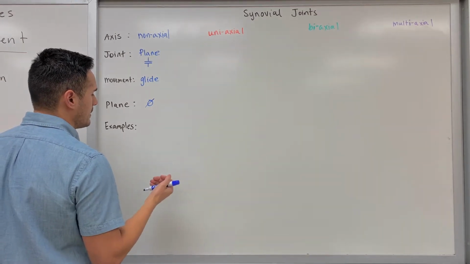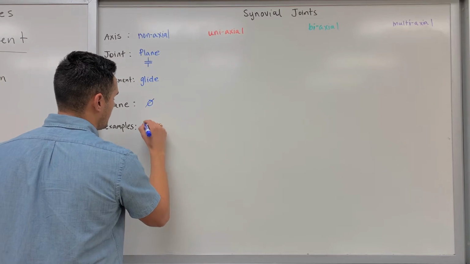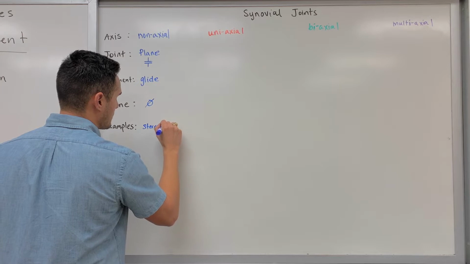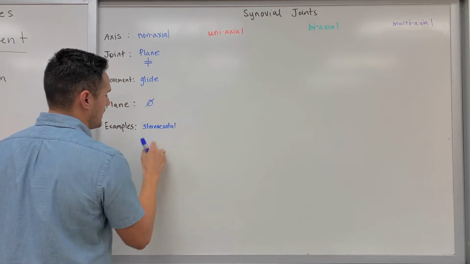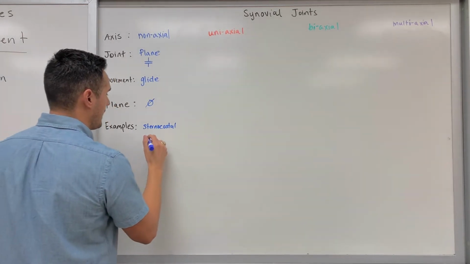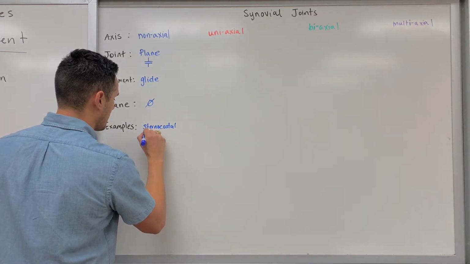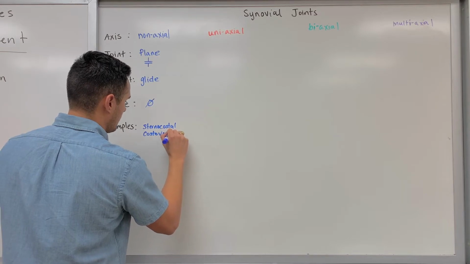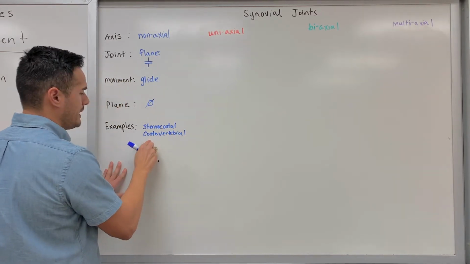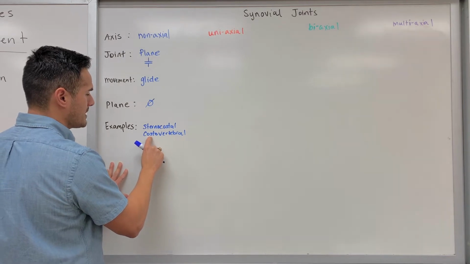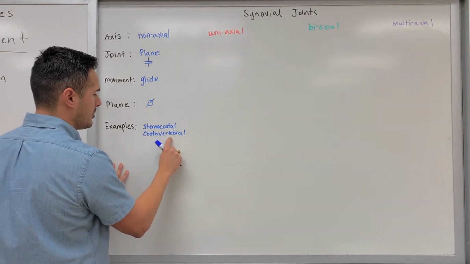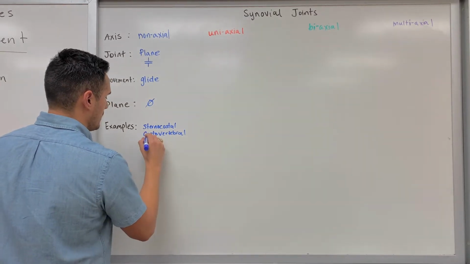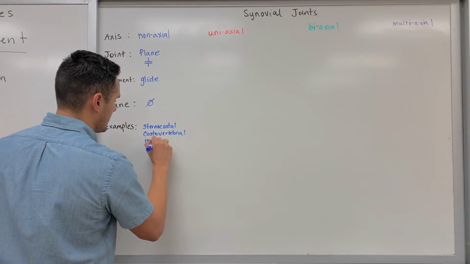Starting with the axial, first off you have the sternocostal. This is between the ribs and the sternum. You also have the costovertebral. This is between the ribs as well as the vertebra. More specifically, this is within the thoracic vertebra. The next one, you also have the intervertebral joints.